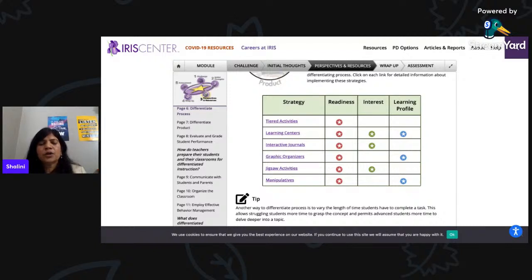Interactive journals. So interactive journals are like the teacher writes some prompts and the children have to answer those prompts, and the teacher keeps giving feedback and feed forward and keeps checking where the children are reaching. Graphic organizers, so teachers can give them some template or ask them to use a graphic organizer to organize their thinking or thoughts. Jigsaw activities, this is very interesting, many of you must be following also, but we can just have a look at this activity.